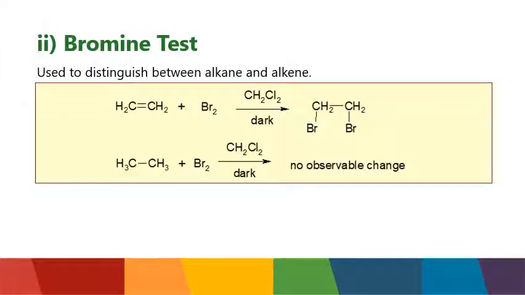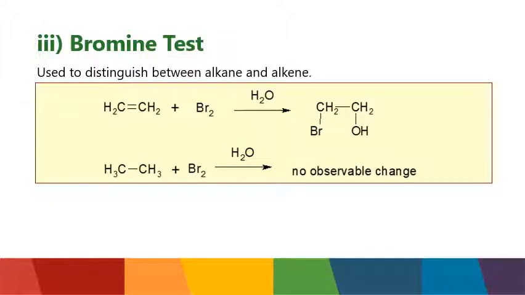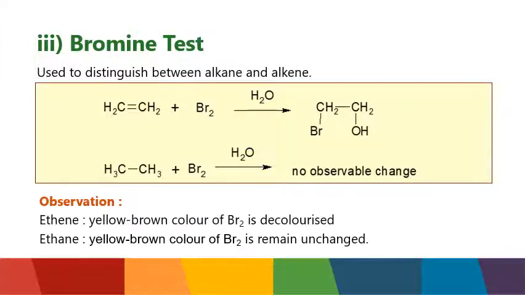The second chemical test that can be used to distinguish between alkanes and alkenes is the bromine test. In this test, we can observe that the alkenes decolorize the reddish-brown color of the bromine, while in alkanes, the reddish-brown color of the bromine remains unchanged. We also can use bromine water as a chemical reagent. From this reaction, we can observe that alkenes decolorize the yellow-brown color of the bromine water, while in alkanes, the yellow-brown color of the bromine water remains unchanged.